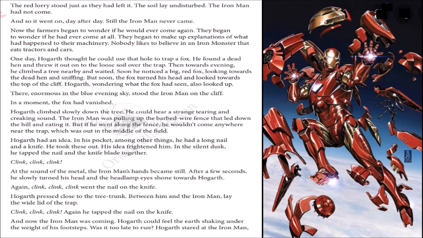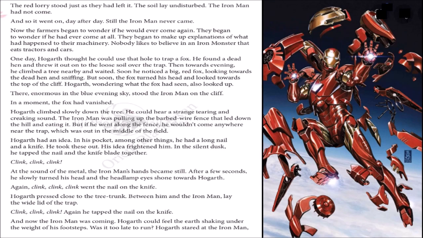One day, Hogarth thought he could use that hole to trap a fox. He found a dead hen and threw it out onto the loose soil over the trap. Then, towards evening, he climbed a tree nearby and waited. Soon he noticed a big red fox looking towards the dead hen and sniffing. But soon the fox turned his head and looked towards the top of the cliff. Hogarth, wondering what the fox had seen, also looked up.